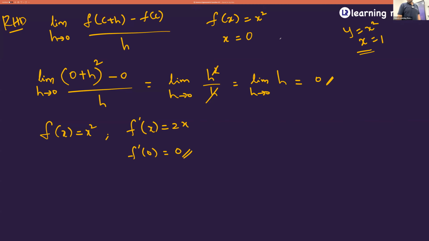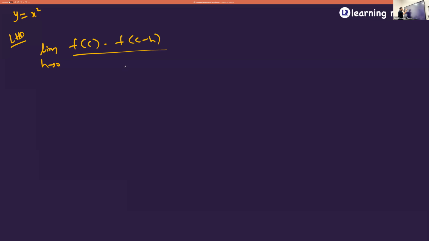Shall I proceed? Sir. See, listen. If I take y is equal to x square, for left hand derivative, limit h tends to 0, f of c minus f of c minus h the whole divided by h. Makes sense? So what should I do?